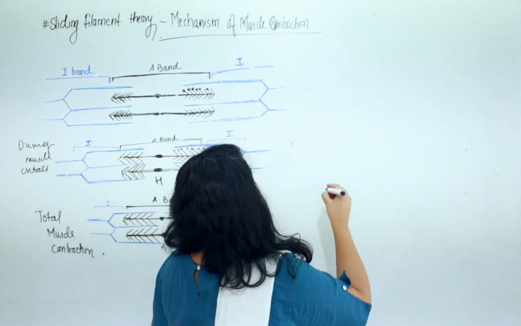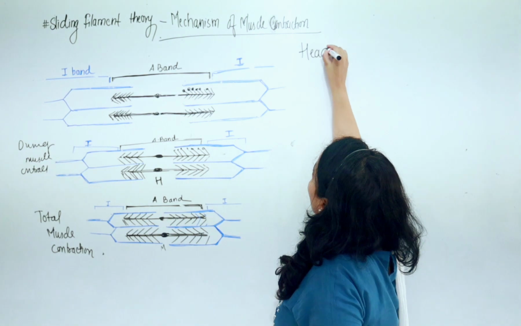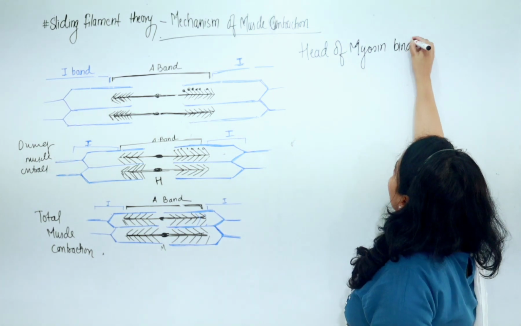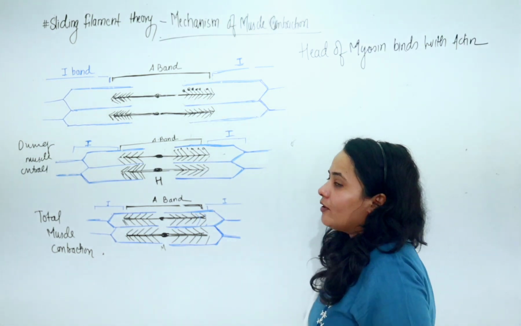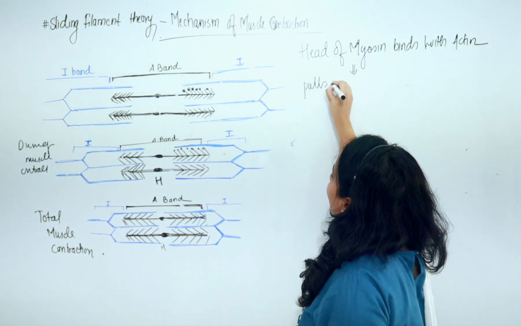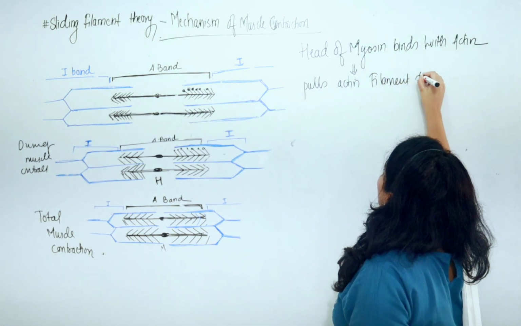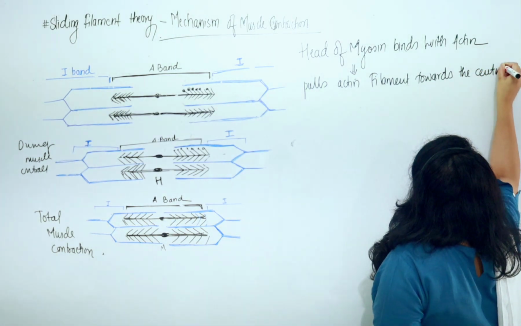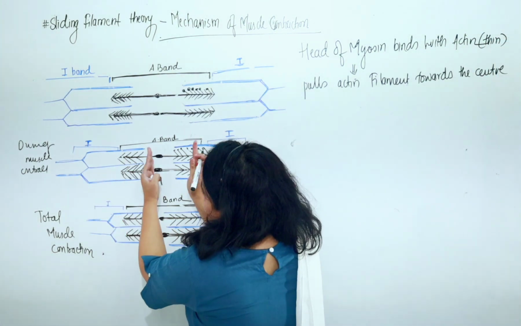So here we understood that the hydrolysis of ATP has taken place. Now what we will write? Head of myosin binds with actin. Head of myosin binds with actin and pulls actin filament towards the center. Remember, this actin filament is thin filament. So it will simply pull it towards the center.